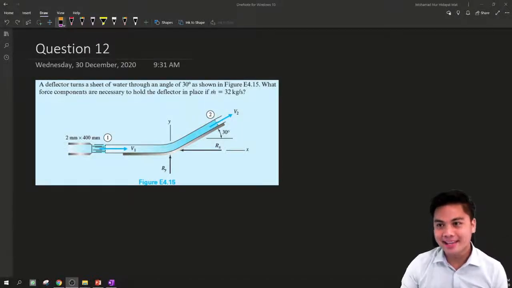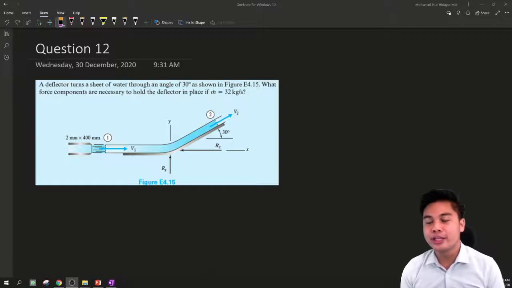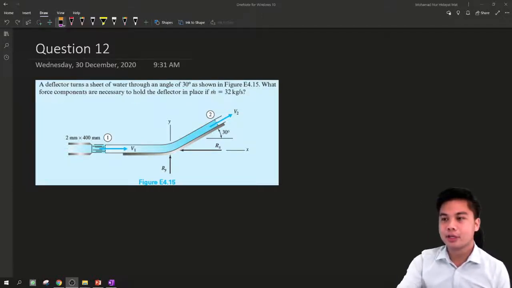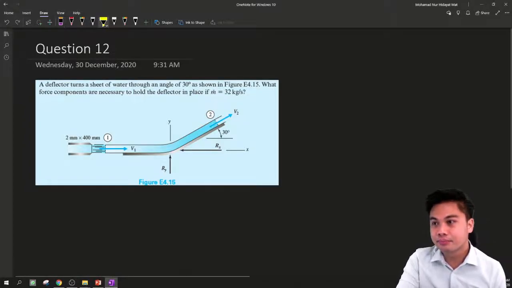Hi, welcome back. Today we have a question: a deflector turns a sheet of water through an angle of 30 degrees as shown there. What force components are necessary to hold the deflector in place if the mass flow rate here is 32 kilograms per second? So first we need to analyze the question.